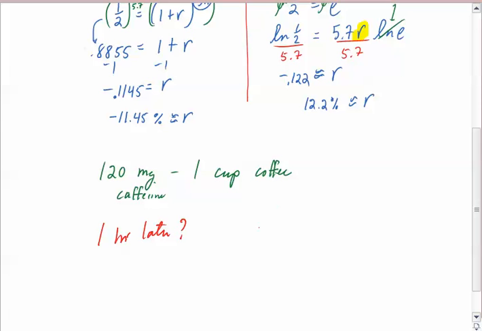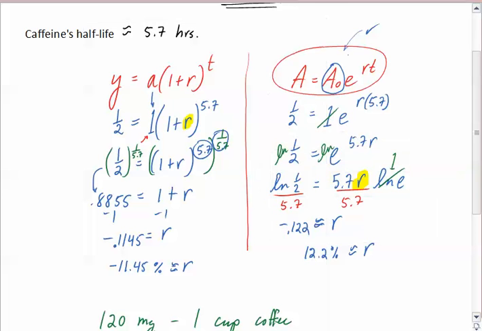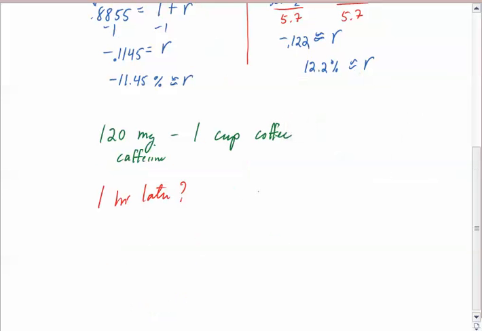So I'm going to use the continuous decay formula. I could use the other one, but I'll use this one. Here's what I have. My initial amount is 120 milligrams, and I want to know how much is going to be there after an hour. That's what I don't know. There's e. Now I know the rate, and it is definitely negative, so it's negative 0.122. I have to use the decimal version, not the percent version.